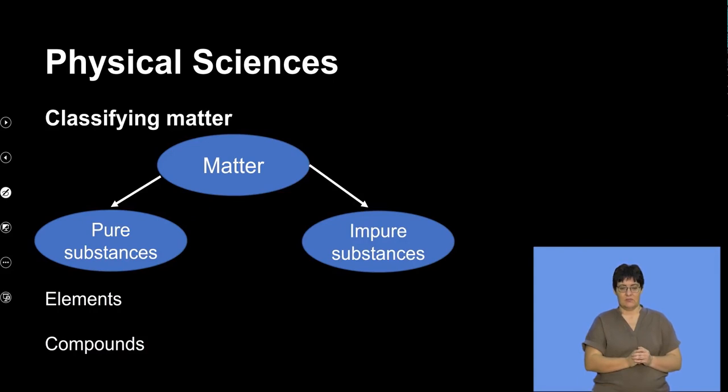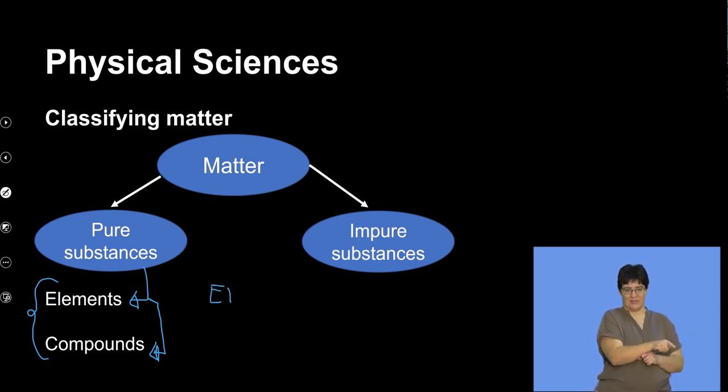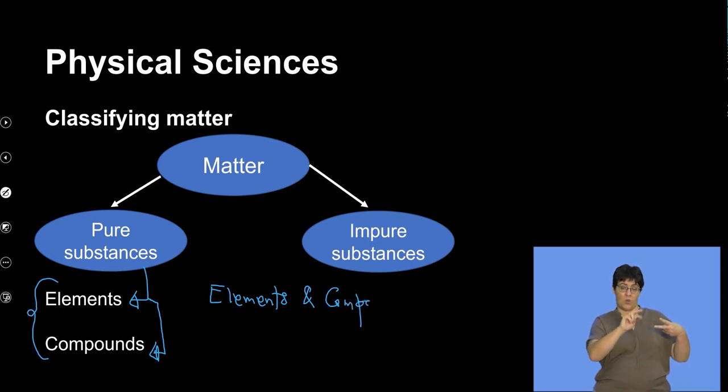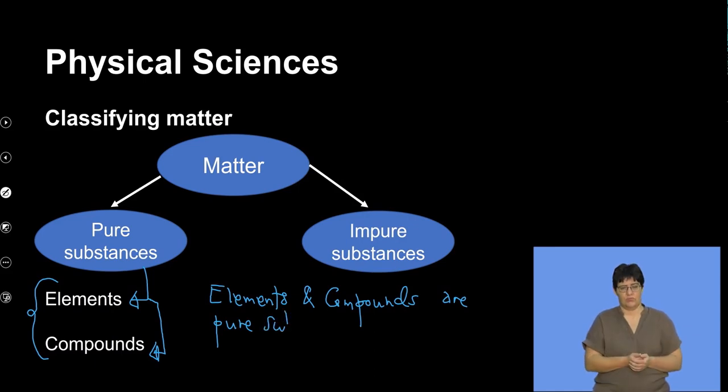And then matter is pure substances or impure substances. Under pure substances, we can either have a substance being an element or a substance being a compound. So both elements and compounds are actually pure substances. This is the conclusion we are arriving at: elements and compounds are pure substances. That's a fact. And pure substances are a form of matter, which is one of the two broad categories.